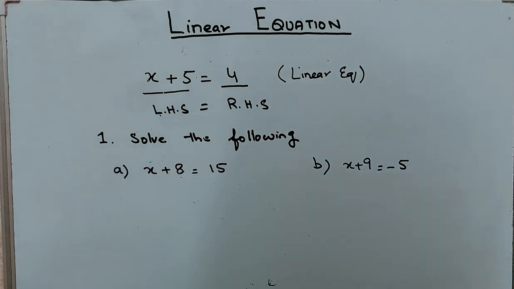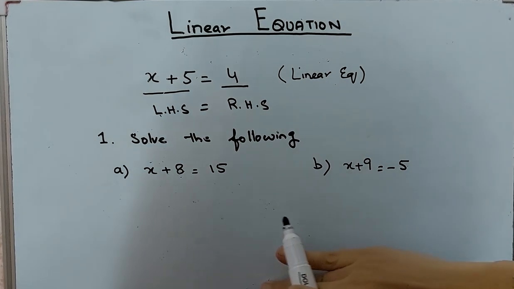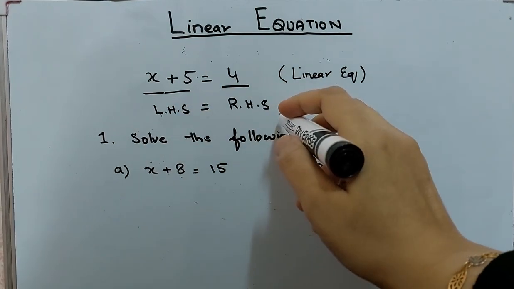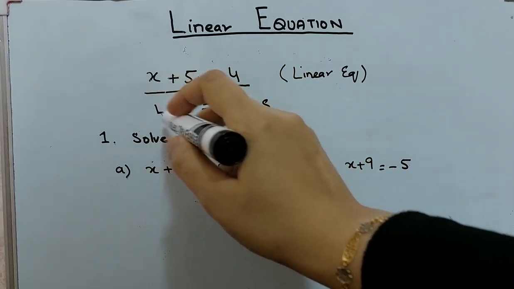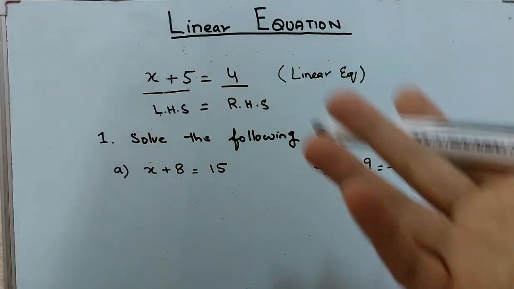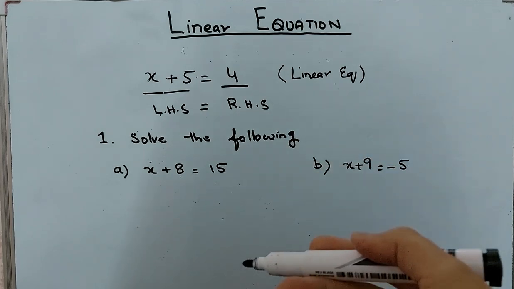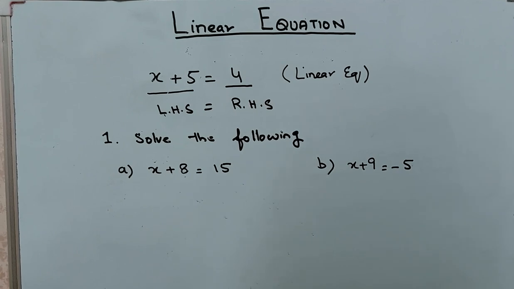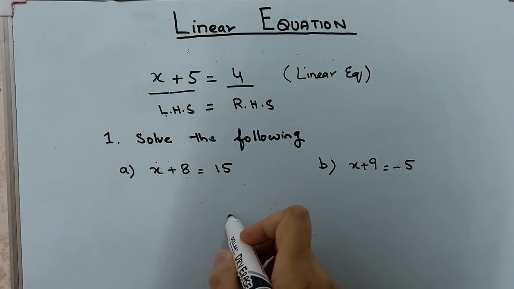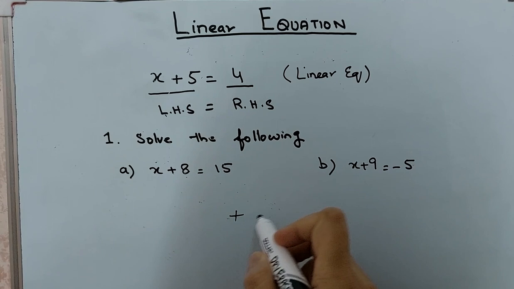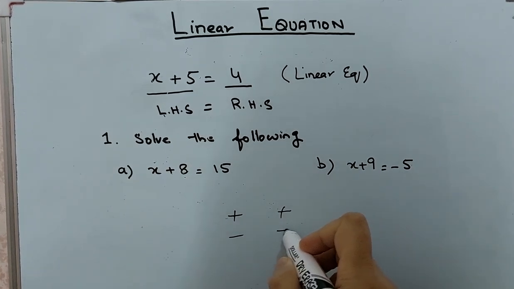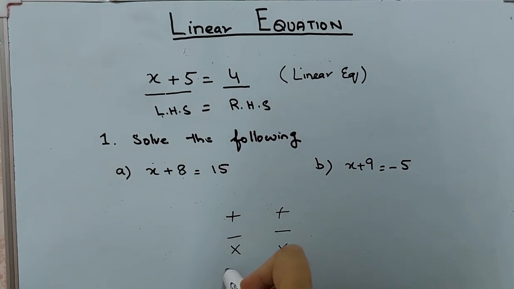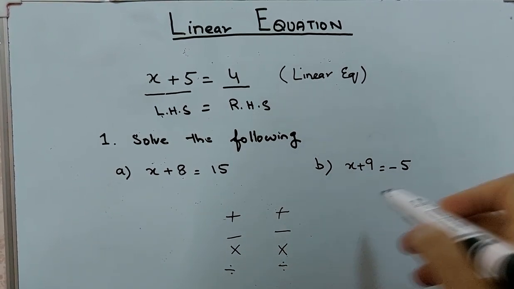Before starting linear equations, I want to tell you something: in these types of questions we always try to prove that the left hand side is equal to the right hand side, and for proving this we have to do certain actions. If we add something on the left hand side, we have to add the same thing on the right hand side. If we subtract something from the left hand side, we have to subtract from both sides. If we are multiplying, then we have to multiply on both sides. If we are dividing, then we have to divide on both sides.